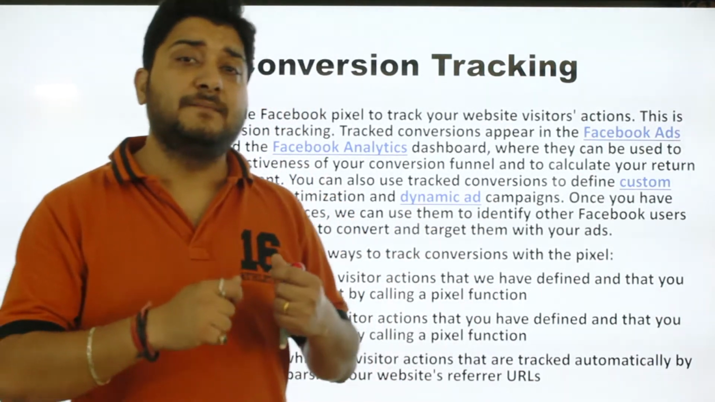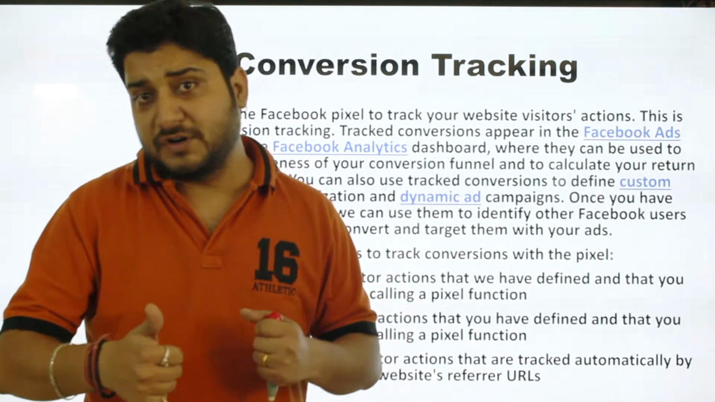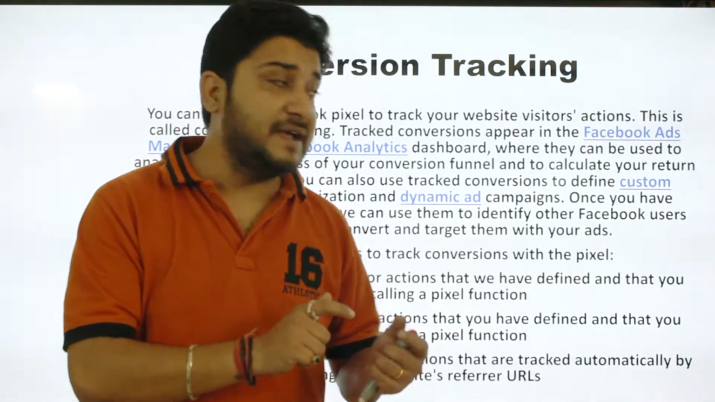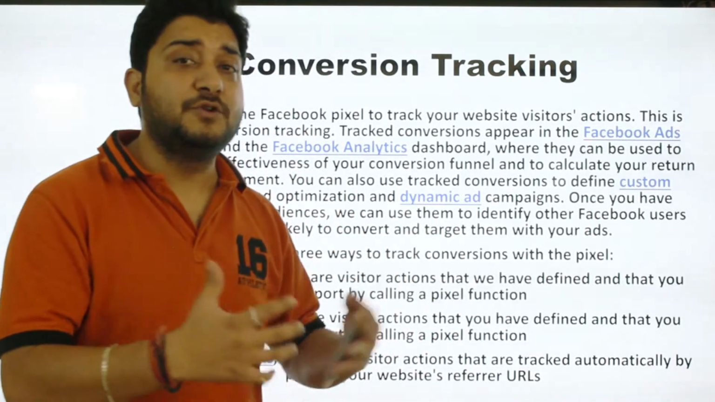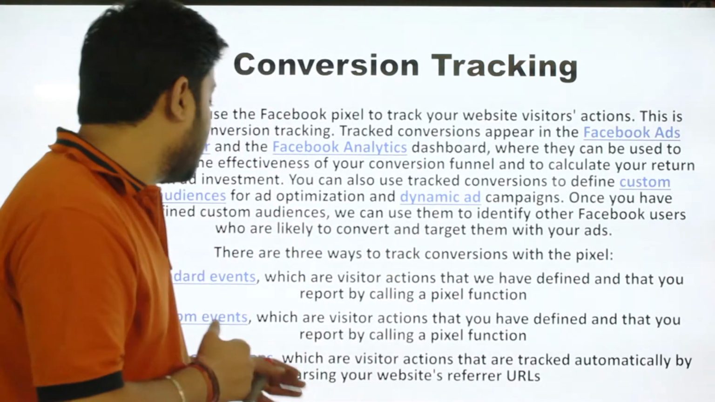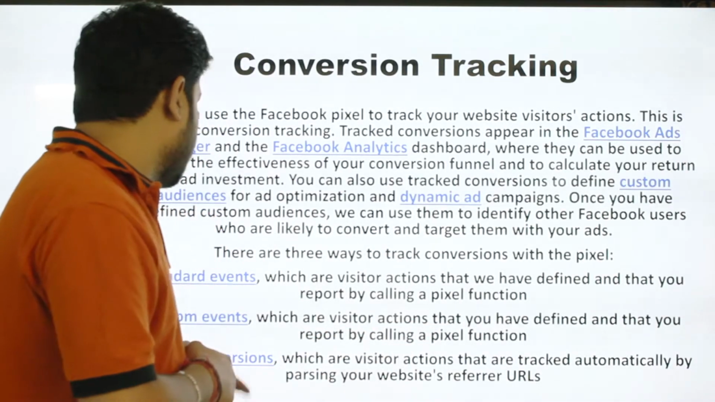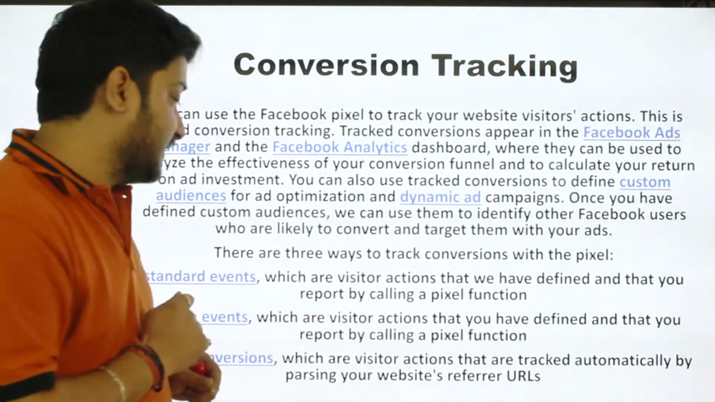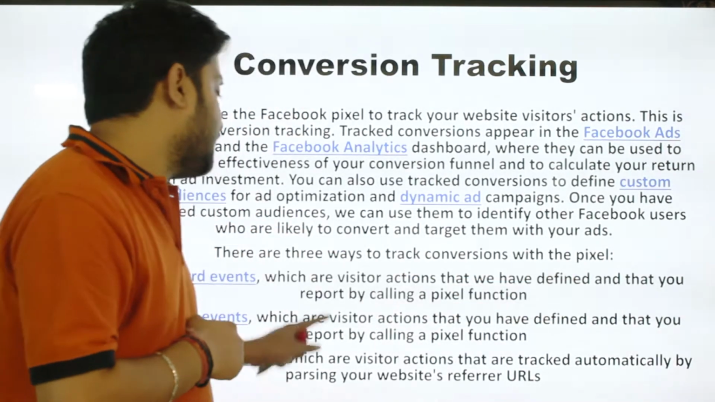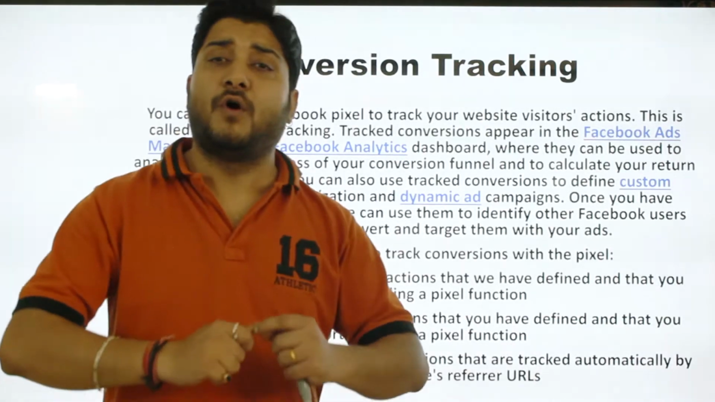So in fact, if you see, by conversion tracking pixel, you can start building your own audience. You can make a lookalike audience for your future campaign, and the best part being that you will have a defined pool of audience. Now there are three ways to track conversion with the help of pixels. First one being the standard event, which are the action that we have defined that you report by calling the pixel function. This is applicable for all advertisers.